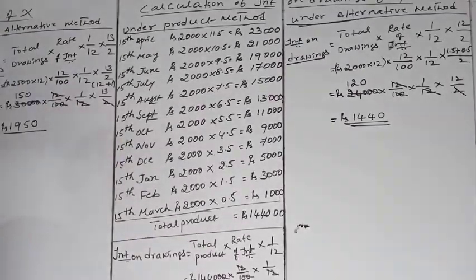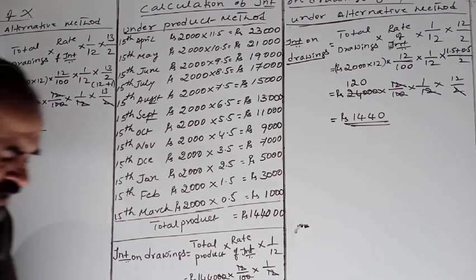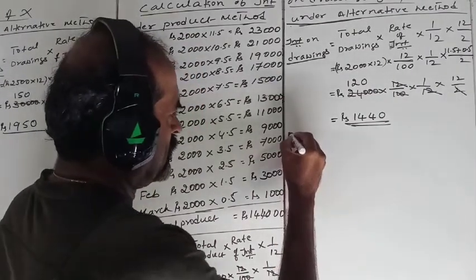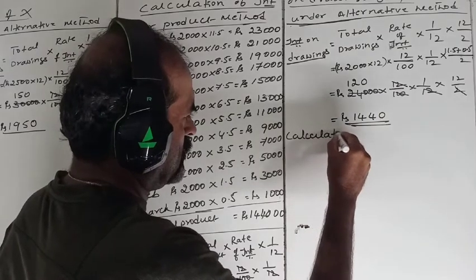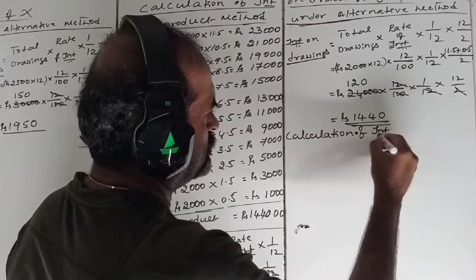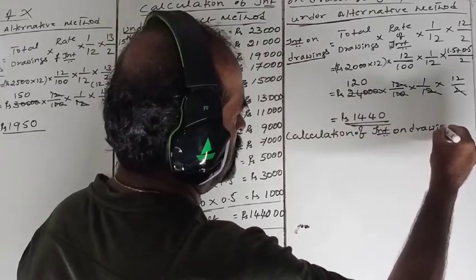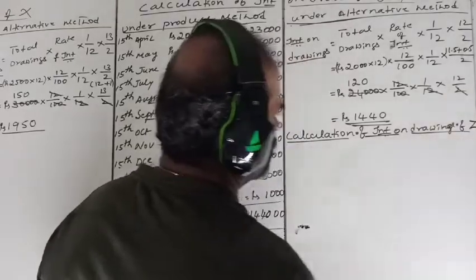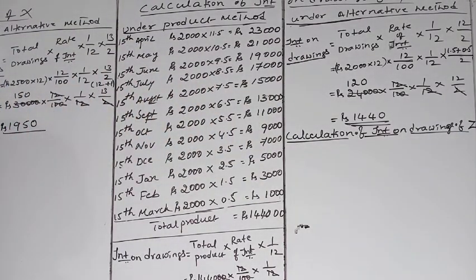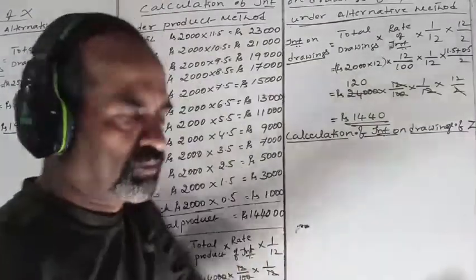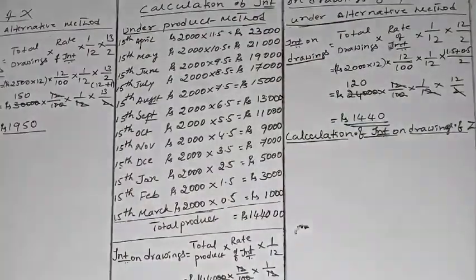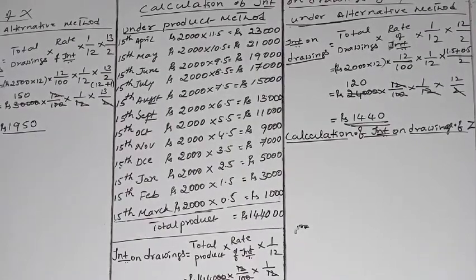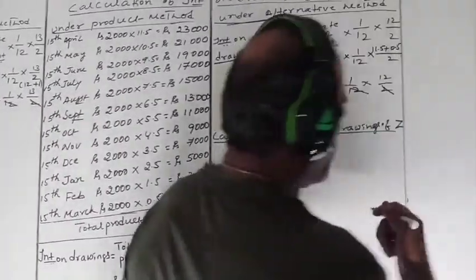Okay. The next, another partner is Z. The next one is the calculation of interest on drawings of Z. The heading: calculation of interest on drawing of Z, under the product method.